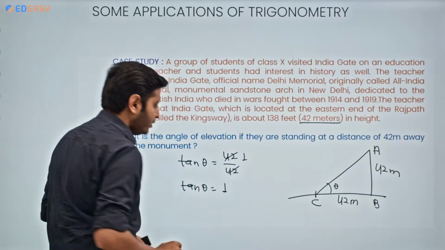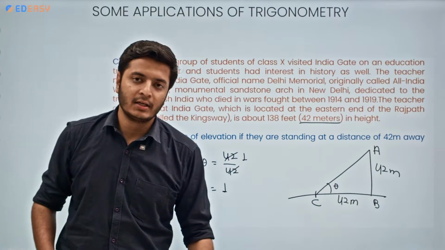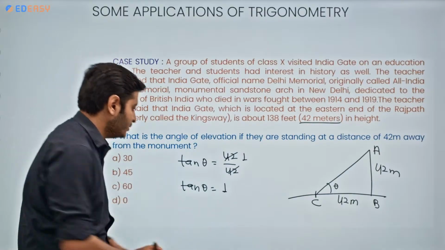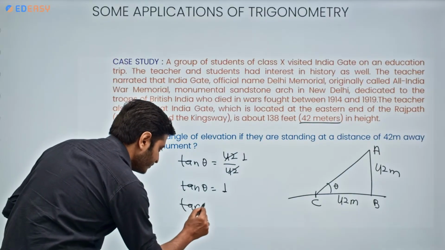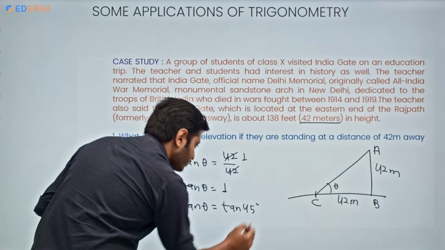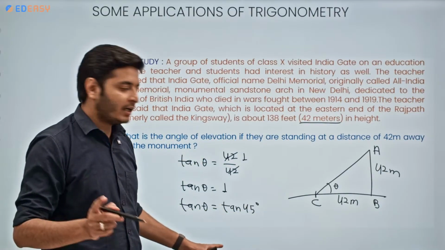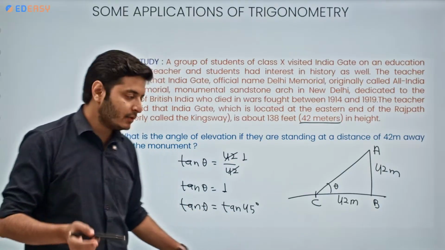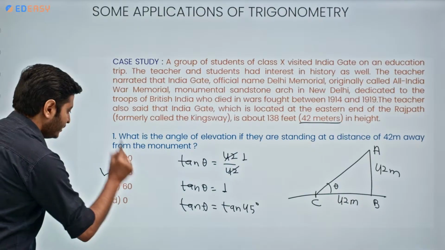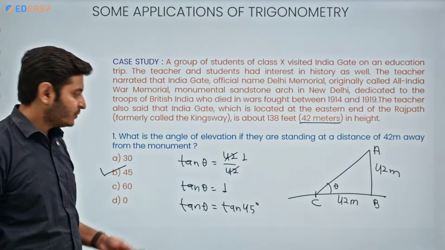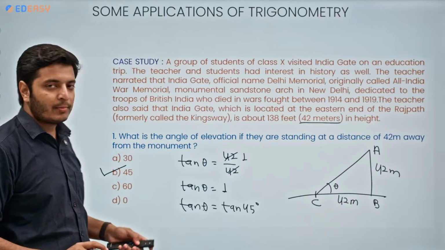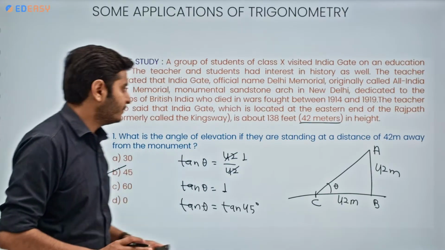For which angle, for what value of theta, is tan theta 1? Tan 45 degrees. So we can replace this with tan 45 degrees. So both the trigonometric ratios are equal. So it means the angles are also equal. So the theta value is 45 degrees. So you can easily select option B. That is your answer, 45 degrees. Done with one problem, 1 mark you will get.